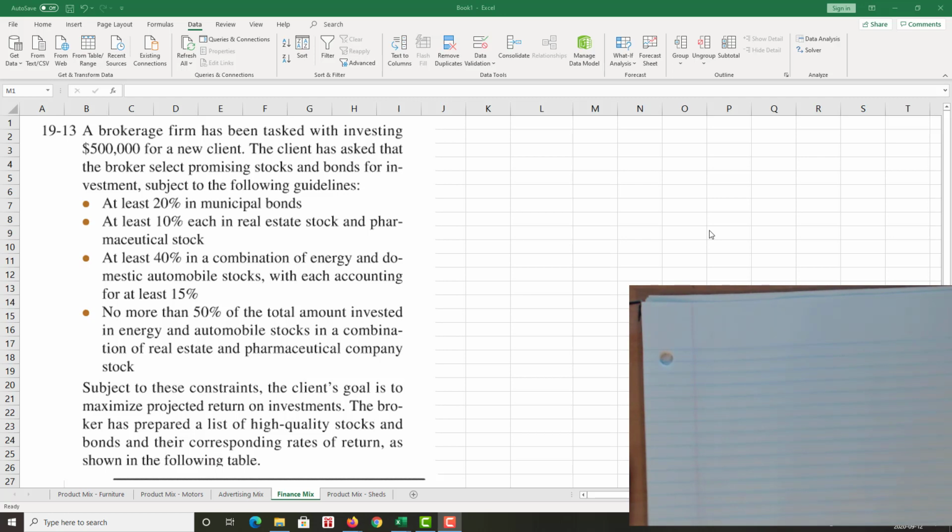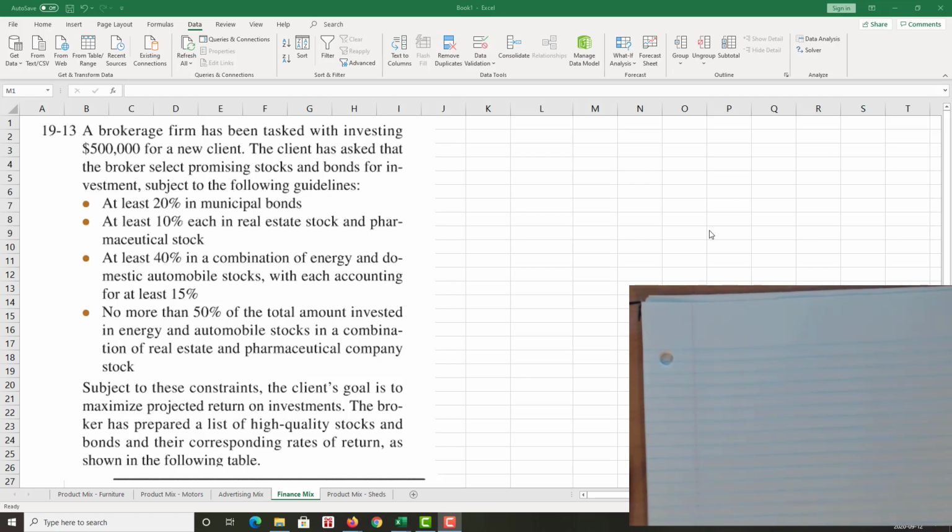Okay. So we have a brokerage firm tasked with investing $500,000 for a new client. Ooh, constraint. The client has asked the broker to select promising stocks and bonds for investment subject to the following guidelines, more constraints. At least 20% in municipal bonds, at least 10% each in real estate and pharmaceutical, at least 40% in a combination of energy and automobile stocks, with each accounting for at least 15%. So lots of constraints so far, fairly straightforward.